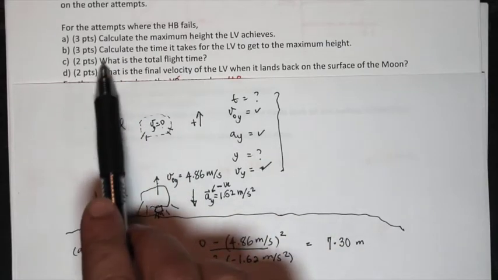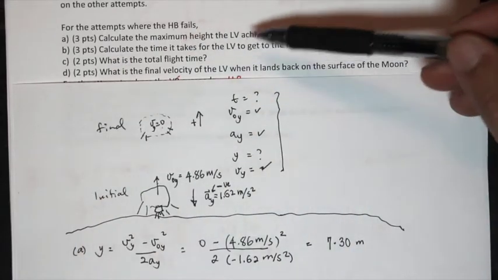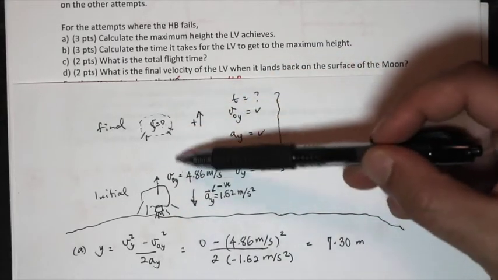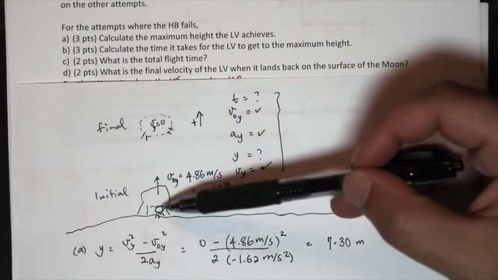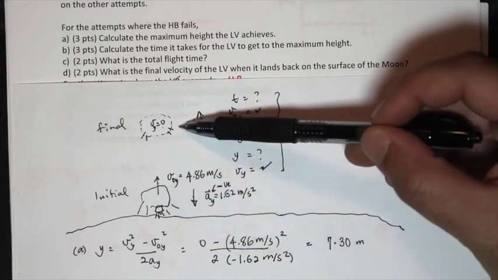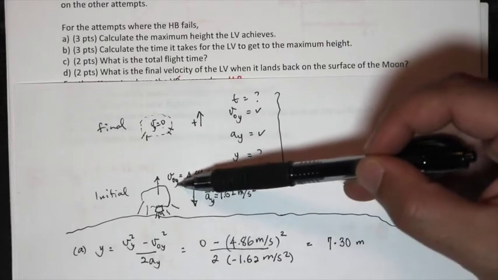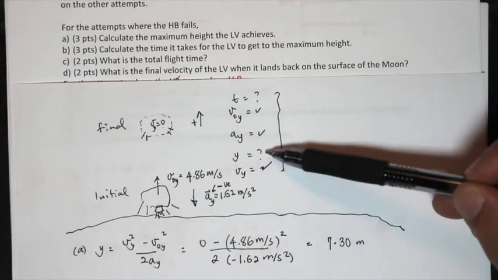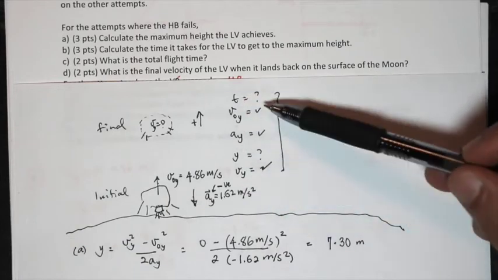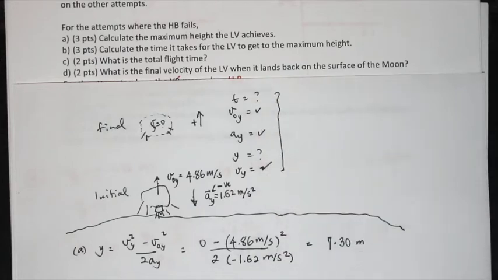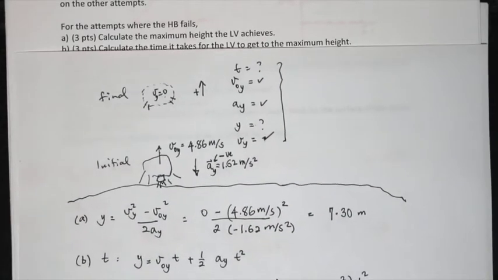Now for part B, we're asking about the time it takes for the lunar vehicle to get to the maximum height. So we're still talking about the same setup of the problem, where this is the initial spot on the surface of the moon, and the final spot is where it hangs in the air before it comes back down. So I know the same things again. I added y here, so I can actually use any equation I want that has t in it, and that will give me the proper solution for t. So I could start by using this equation.